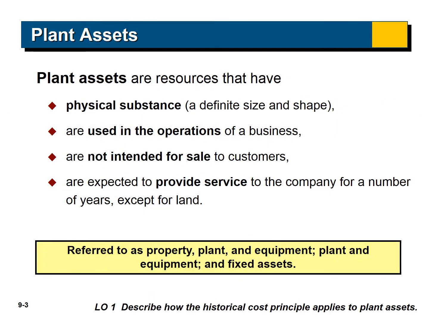Plant assets are resources that have physical substance. They're used in operations, not intended for sale to customers, and are expected to provide service to the company for a number of years, except for land. This is normally referred to, and this is the way I always refer to it, as property, plant, and equipment. But it also can be called plant and equipment or fixed assets or just plant assets.